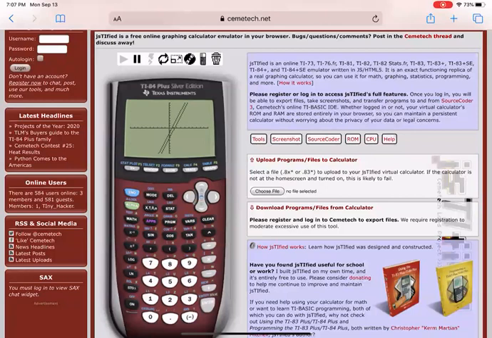So I could, of course, use the trace function and try to find an intersection. So I'm going to select it on the first curve, enter, second curve, enter. Now I'm going to ask the calculator to guess, and it says error, no sign change. In other words, the lines are parallel. It doesn't have a solution.